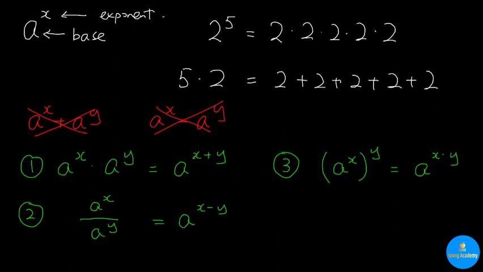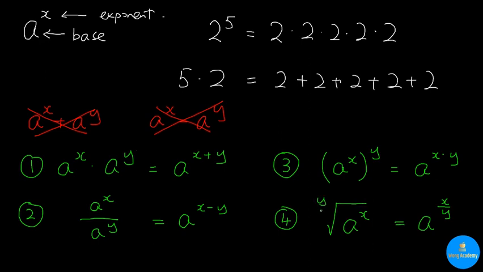Now, we have seen x plus y, x minus y, and x times y in the exponent. What about a to the power x over y? The fourth exponent law tells us this will become a to the power x and then take the y root.